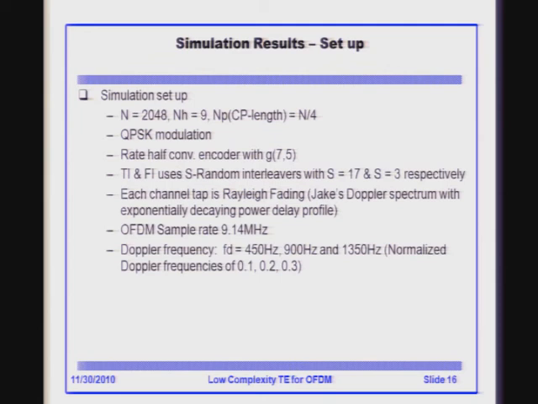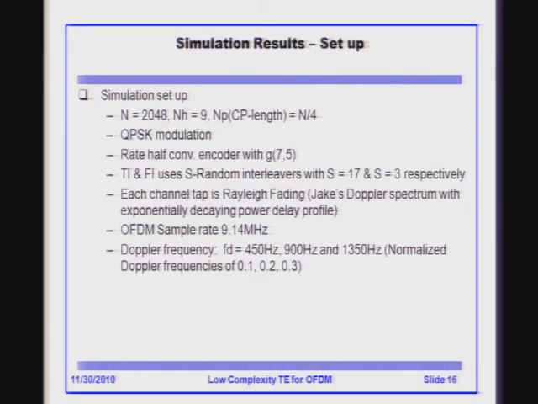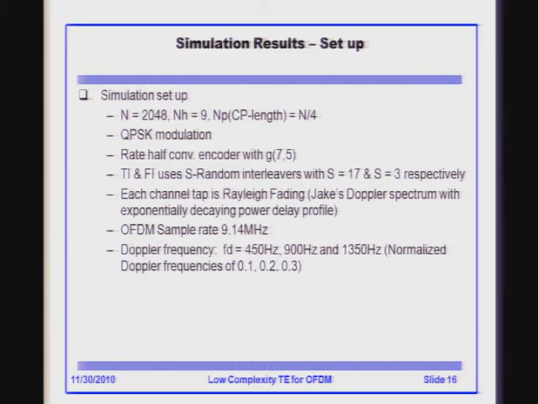Now, what we are going to see soon are the simulation results for a scheme with a 2K FFT, with all this setup for a QPSK modulation. And we are using a rate half convolution encoder, and the CP length is N over 4, and we have the simulation results for different Doppler frequencies. The normalized Doppler frequencies being 0.1, 0.2, and 0.8.